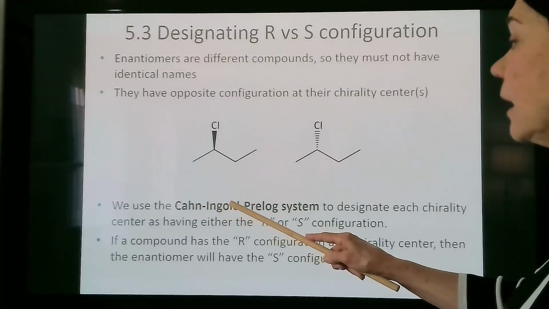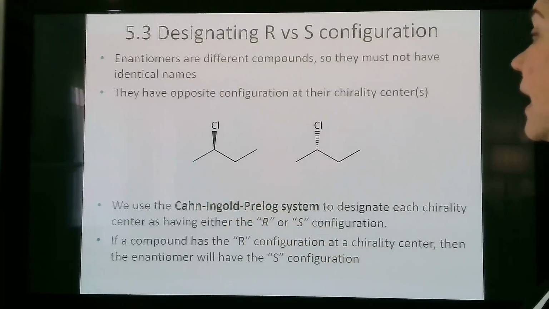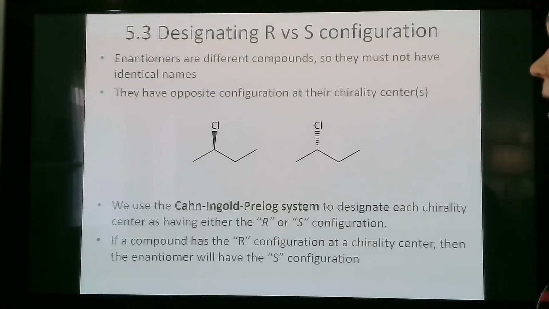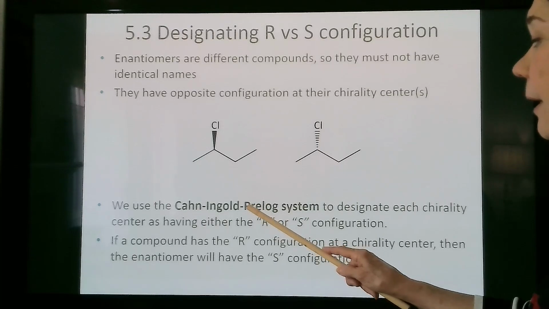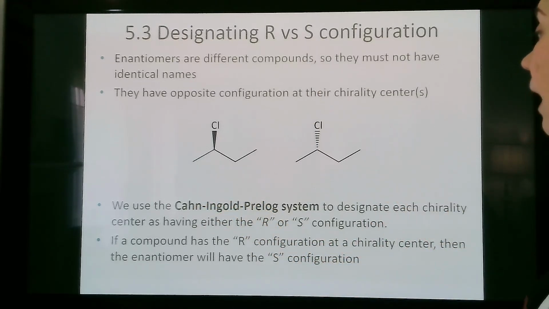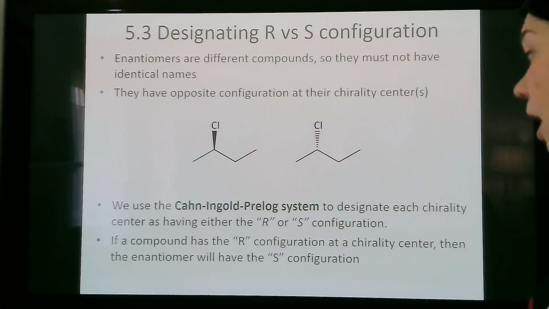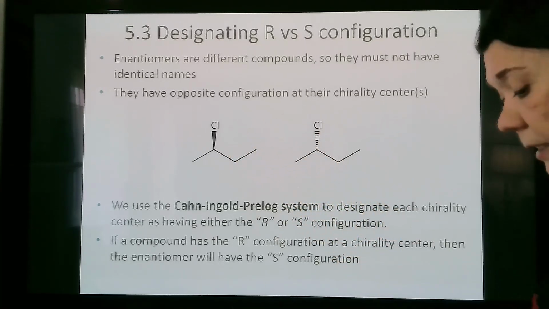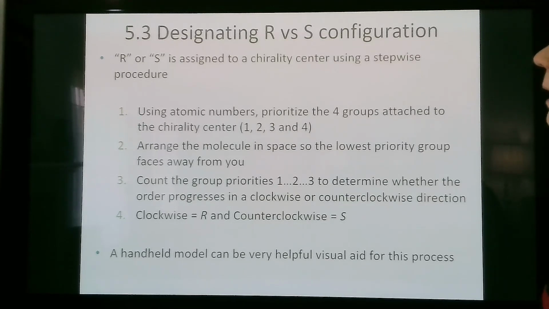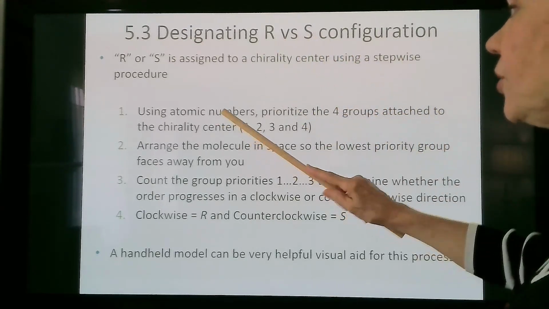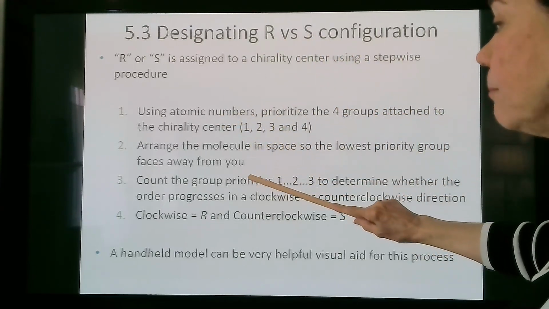So, the Cahn-Ingold-Prelog system is used to name these chiral compounds. Sometimes this is abbreviated as CIP. So the CIP system is used to name these chiral compounds, these enantiomers. So let's look at one of these. R or S is assigned to a chiral center using a stepwise procedure. So here are the actual steps.